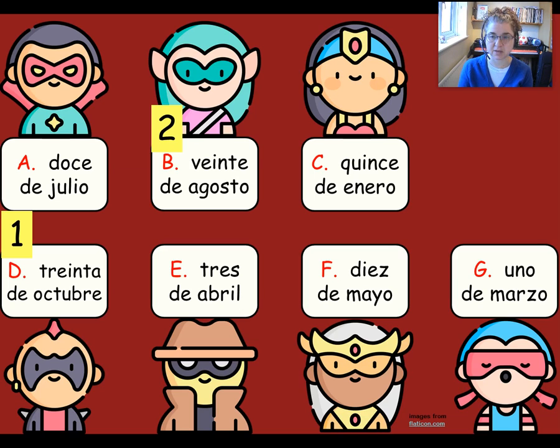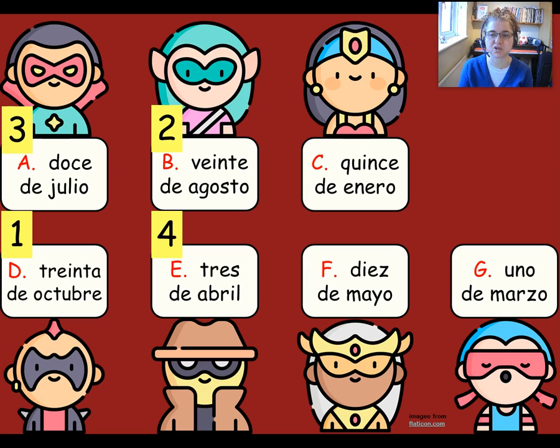Then number 3, the 12th of July. Which one says the 12th of July? That's right, letter A, 12 de julio. And number 4 was the 3rd of April. Which one says the 3rd of April? Letter E, 3 de abril.